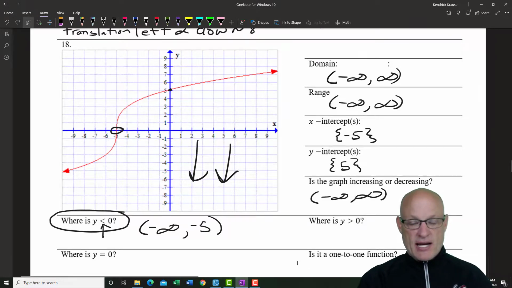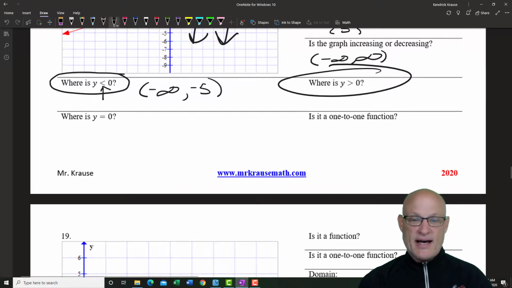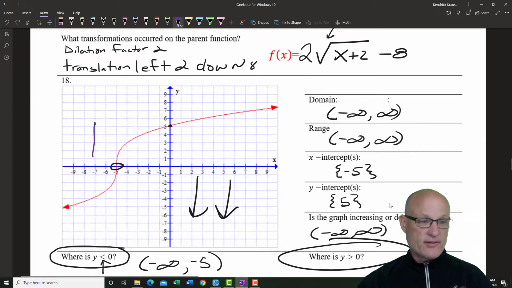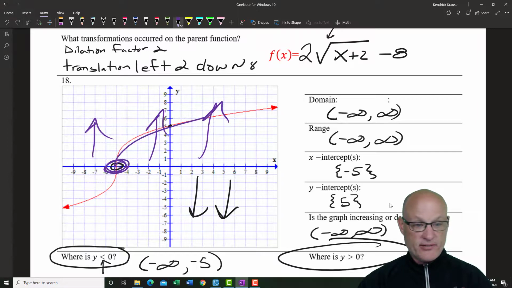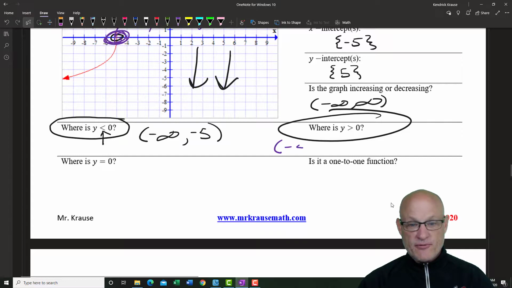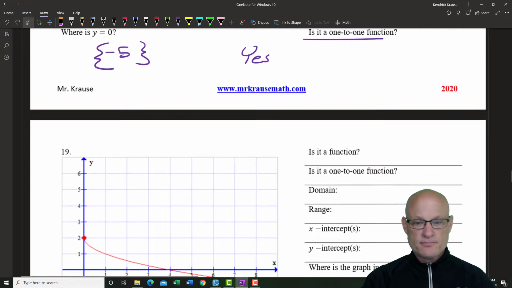This one over here that's behind my head, let me bring it up, is the one that says, where is y positive? Positive says, where is it above the x-axis? Well, it starts becoming above the x-axis here at negative 5 going to the right. So from negative 5 to infinity. Where does it equal 0? At negative 5. Is it a one-to-one function? Yes. Therefore, the inverse is going to be a function.